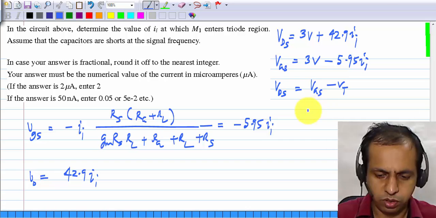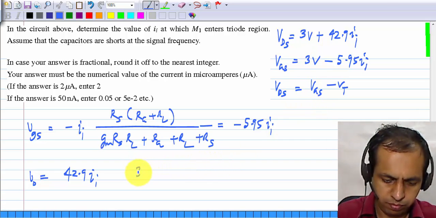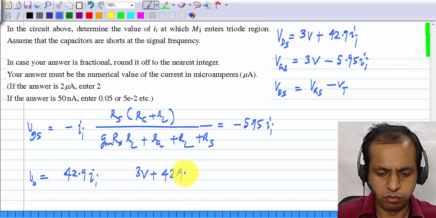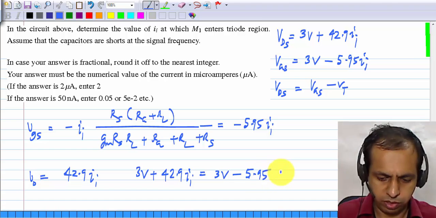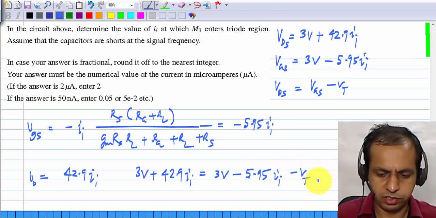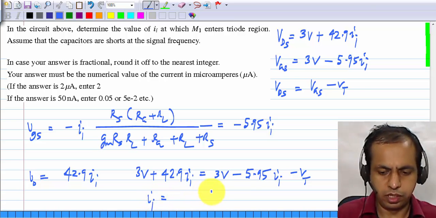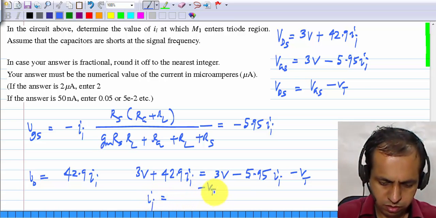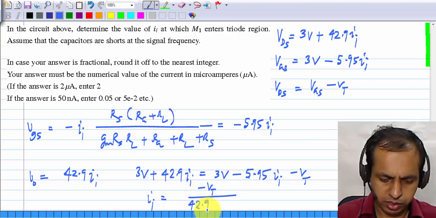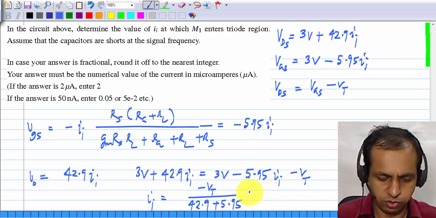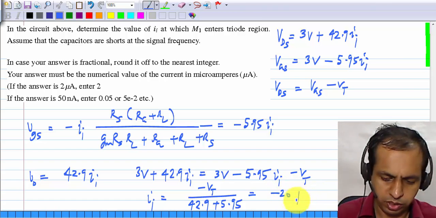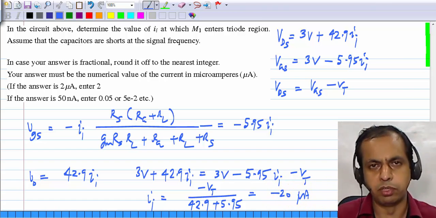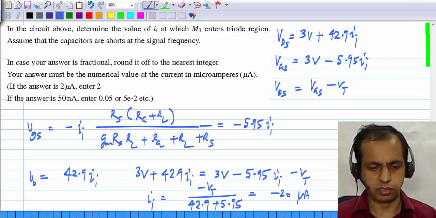If you solve for this, you will find that 3 volts plus 42.9 Ii equals 3 volts minus 5.95 Ii minus VT. So Ii equals minus VT divided by (42.9 plus 5.95), and substituting VT equals 1 volt, we'll get Ii equals minus 20 microampere. It's somewhere between minus 20 and minus 21 microamperes.